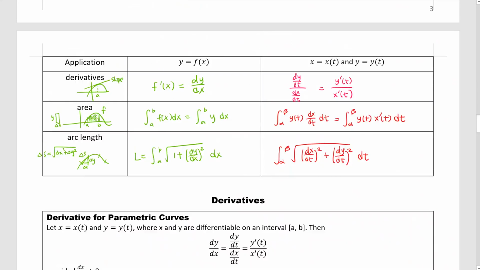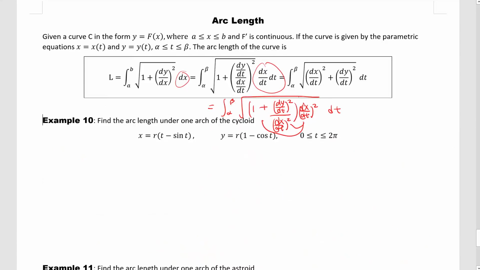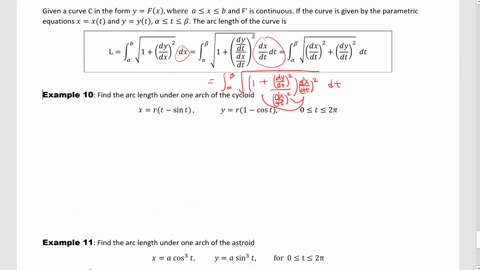Okay, so now let's see how we solve those examples. Find the arc length under one arch of the cycloid. Okay, so what's x prime? Well, r stays here. Derivative of t is 1. Derivative of sine is cosine. y prime: derivative of 1 is 0. Derivative of cosine is negative sine, so negative negative becomes positive. Okay, everybody?